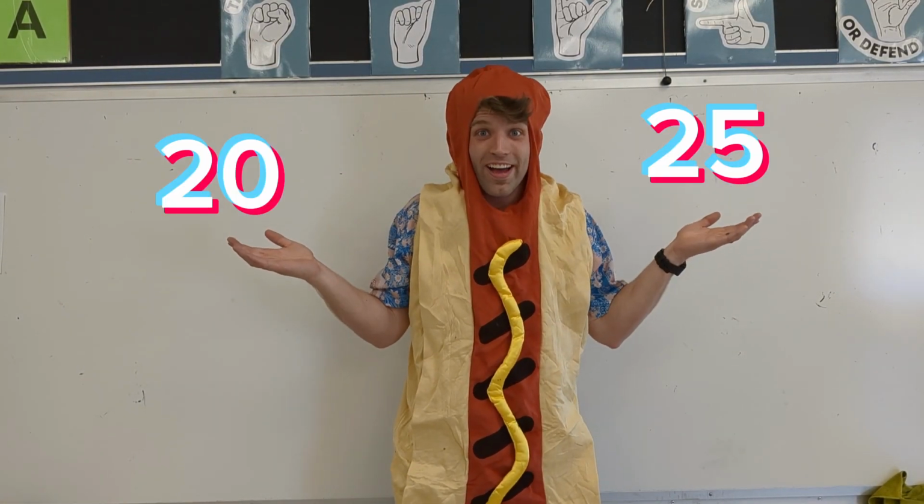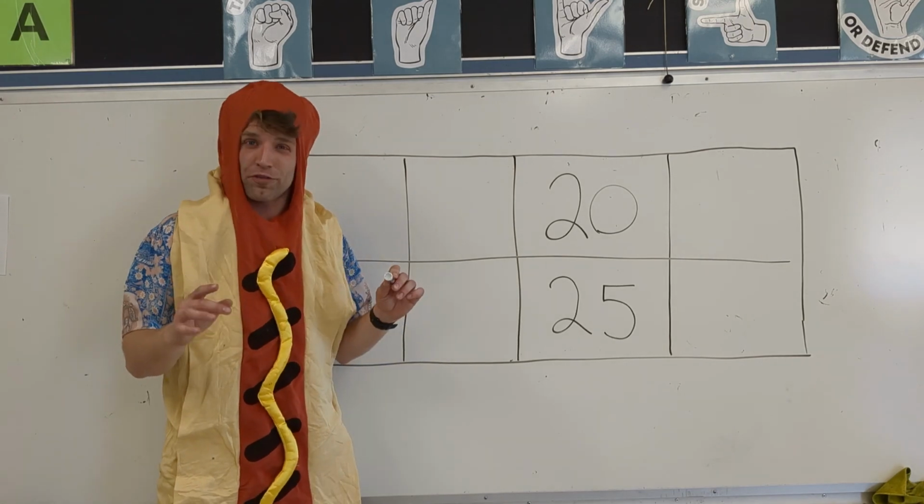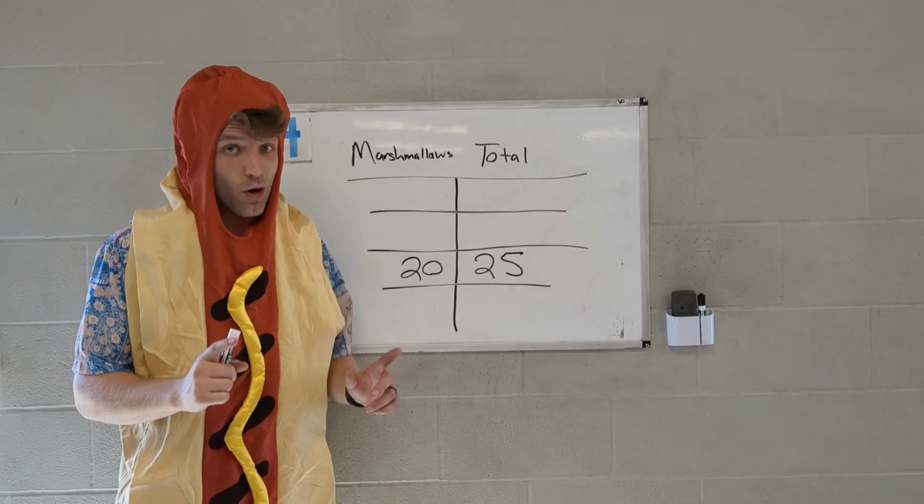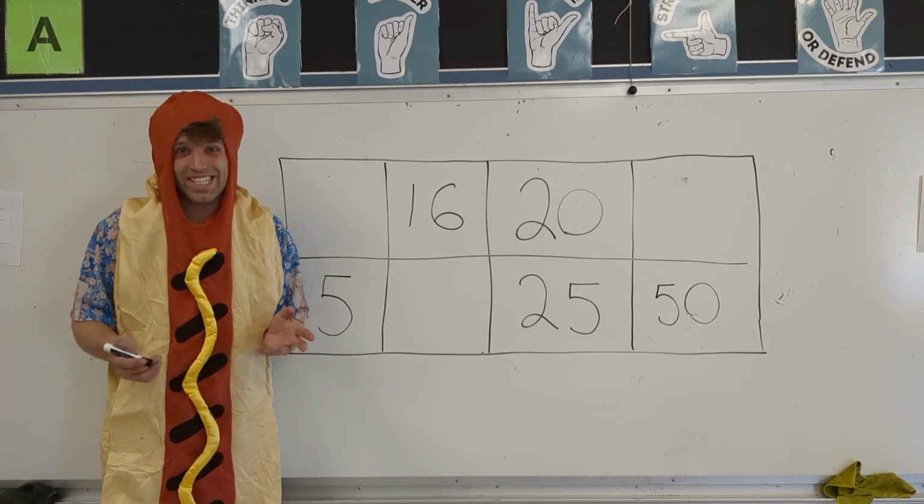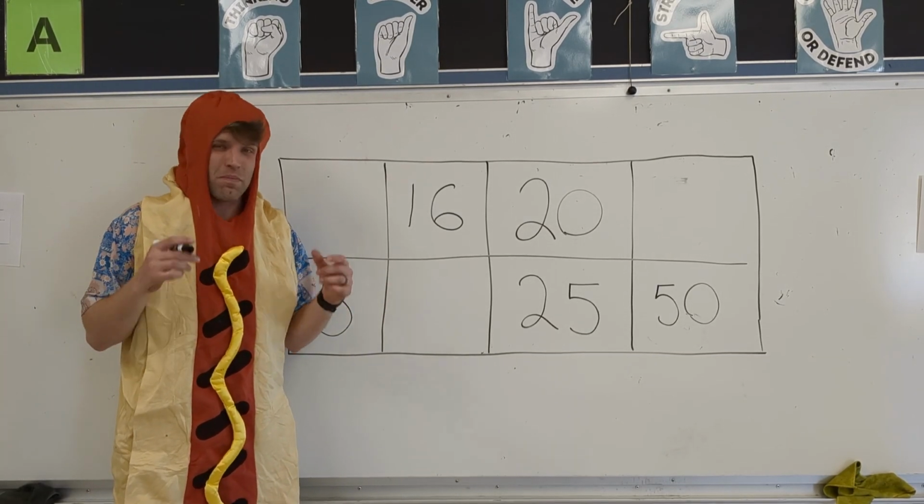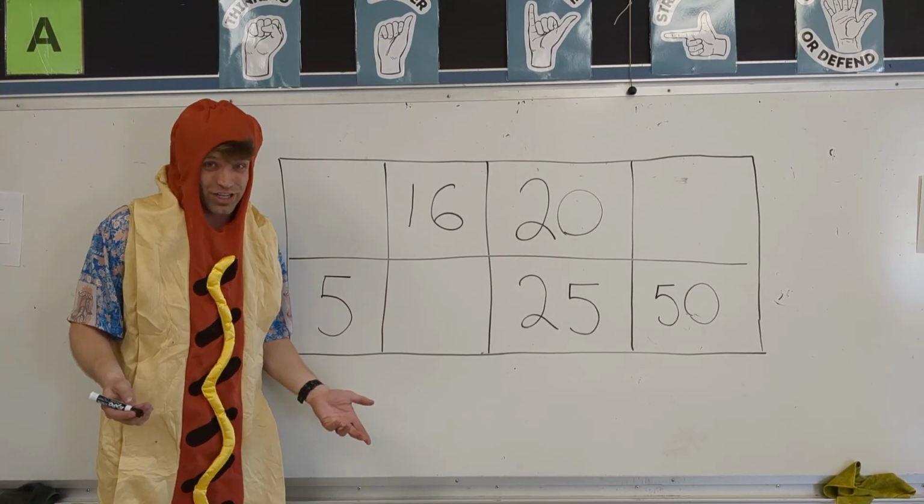This gives us a ratio of 20 to 25. Now, does this ratio look simplified to you? No, it does not look simplified. Now, ratio tables and T-charts usually ask us to find the missing values to our ratio.